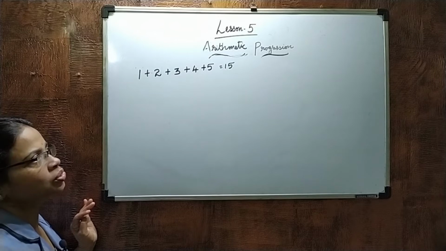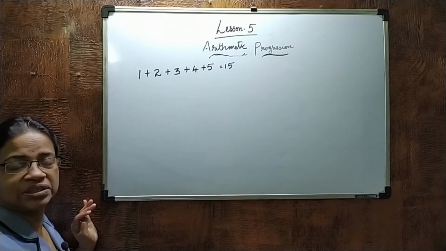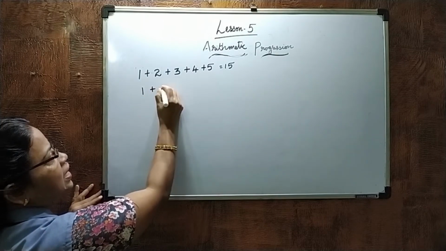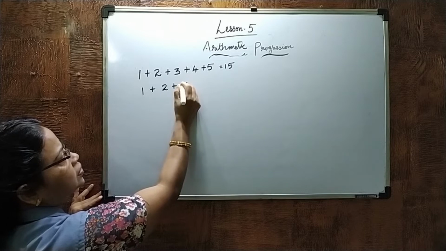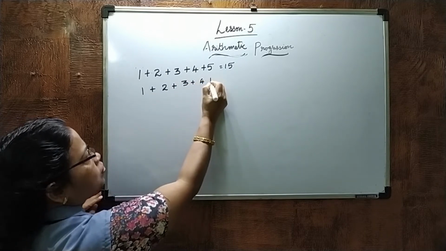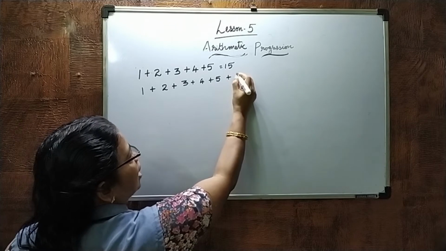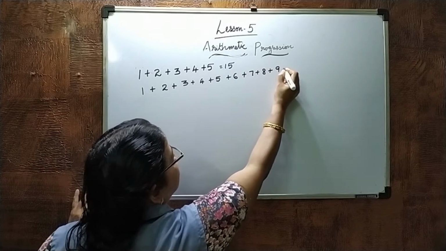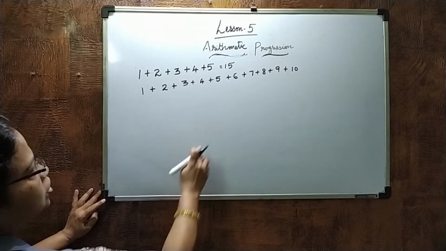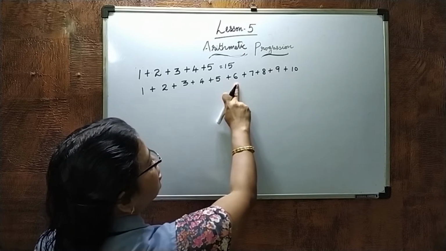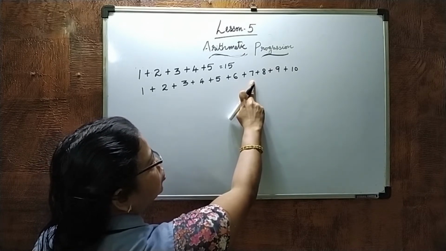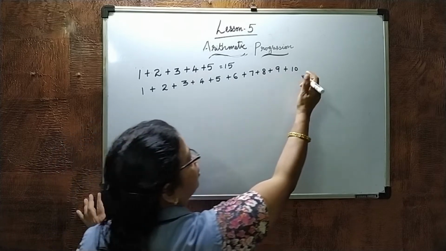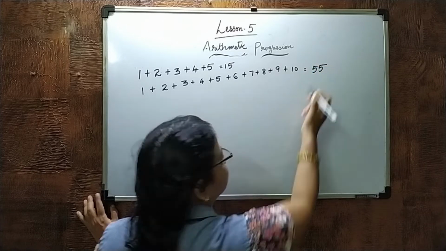Again he asked you to find the sum of the first 10 natural numbers. The first five you already did. Then the balance: 6 plus 7 plus 8 plus 9 plus 10. So till 5 it is 15. 15 plus 6 is 21. 21 plus 7 is 28. 28 plus 8 is 36. 36 plus 9 is 45. 45 plus 10 is 55.